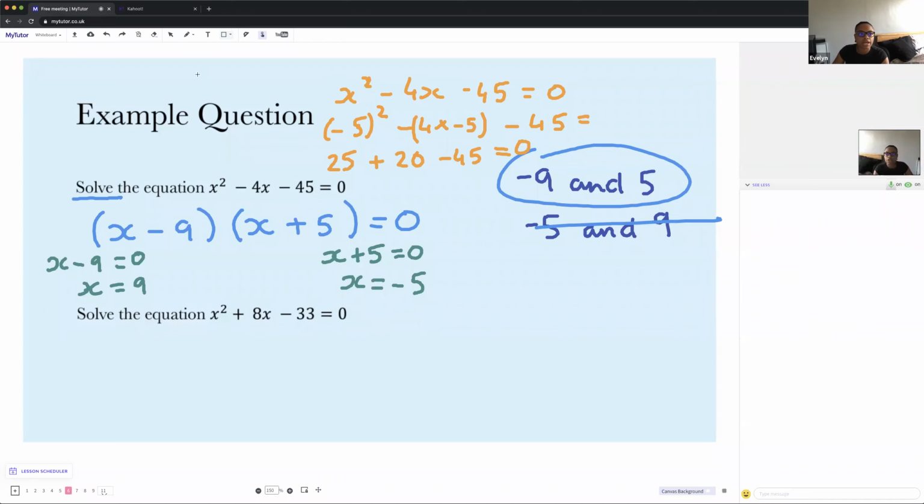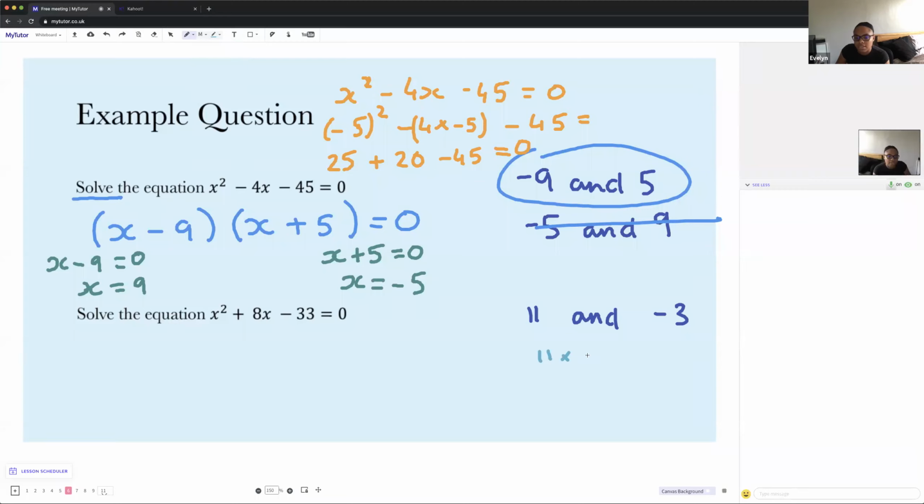Right, let's have a look at this question, and then I'll explain the calculator thing in a second. So we need two numbers that multiply to give us minus 33, and they add together to give us 8. Now, obviously, I know the answer to this question, so it's a bit easier. And with practice, you'll get a lot quicker. But the two numbers that we're looking for are 11 and minus 3. And I'll show you why.